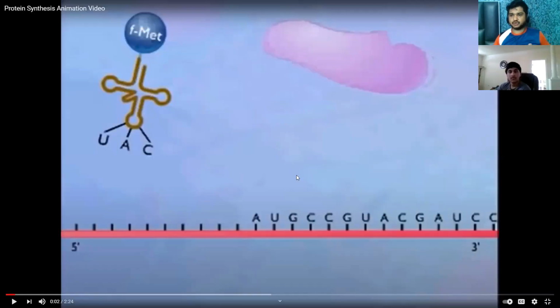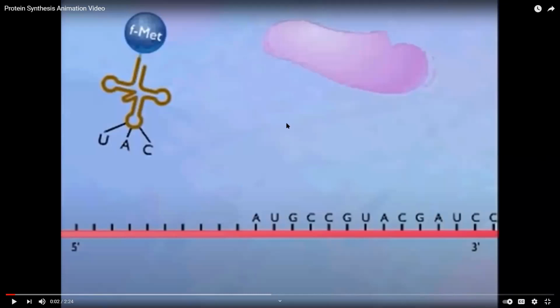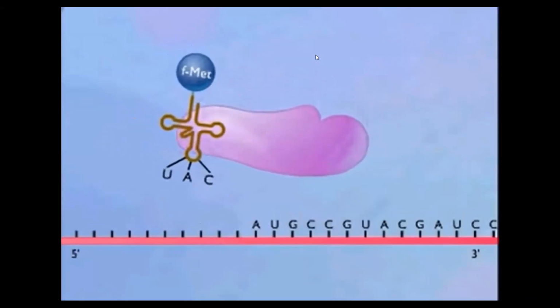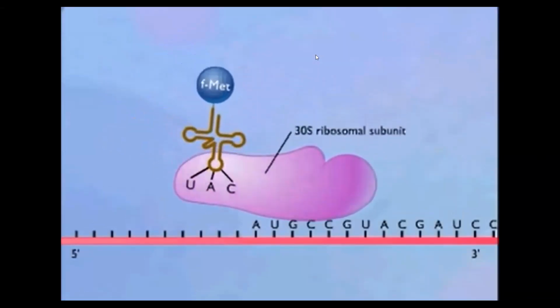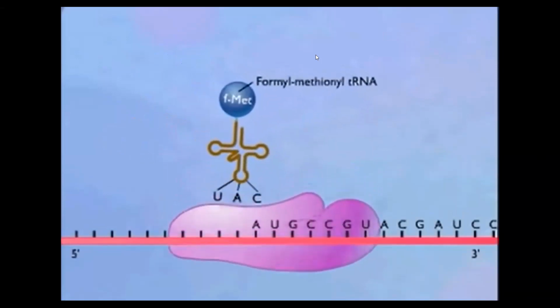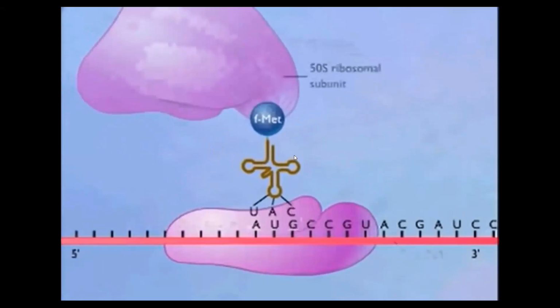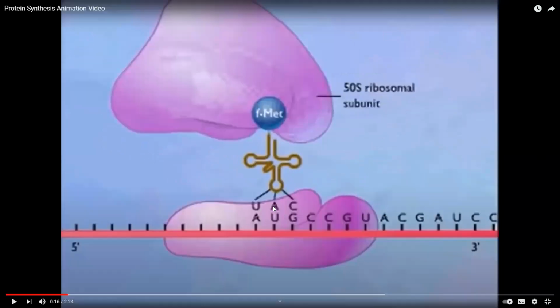Now I am showing you a video. This video will help you understand the translation process very easily. So see this video. Translation is initiated by formation of an initiation complex consisting of the 30S ribosomal subunit, formyl methionine tRNA, and messenger RNA, and the 50S ribosomal subunit. Can you see? This is AUG, this is UAC. It is bringing some amino acid. Can you see methionine, MET?